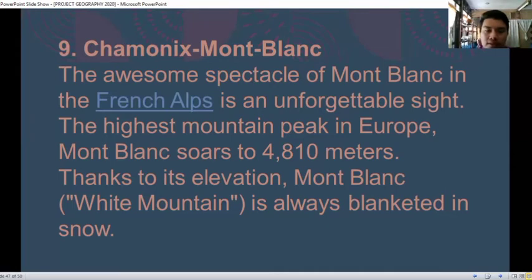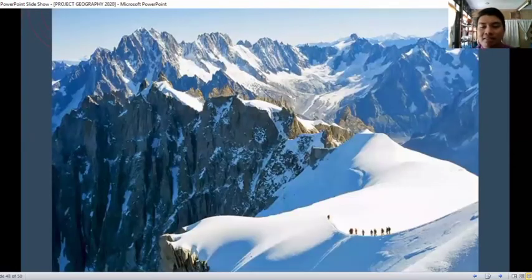Next is the picture of Chamonix Mont Blanc. Always blanketed in snow.